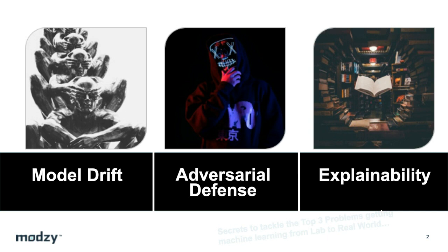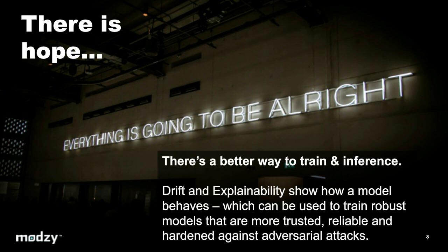So I propose something to you. There's a better way to train and inference. Instead of thinking about the 3 areas that I just talked about in machine learning as independent problems to solve, think about how you can have them work together to make your machine learning better at scale. So here's our first secret. Drift and explainability show how a model behaves, which can be used to train robust models that are more trusted, more reliable, and hardened against adversarial attack. So let's see how.